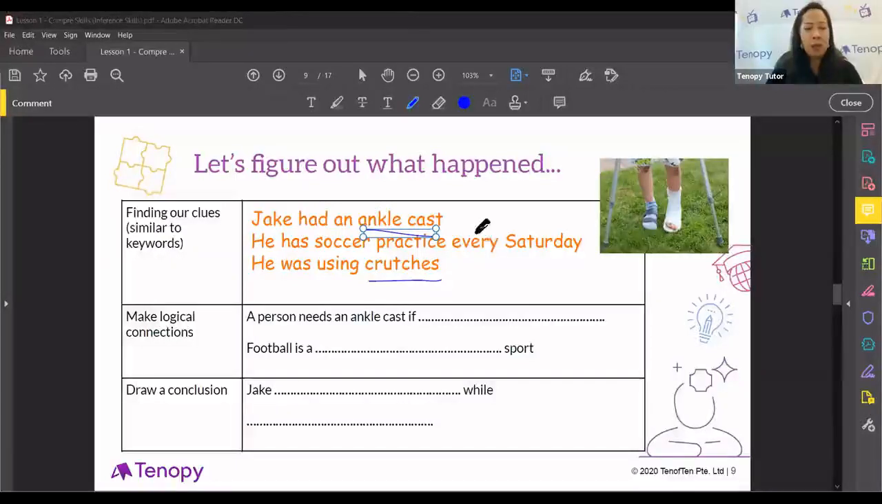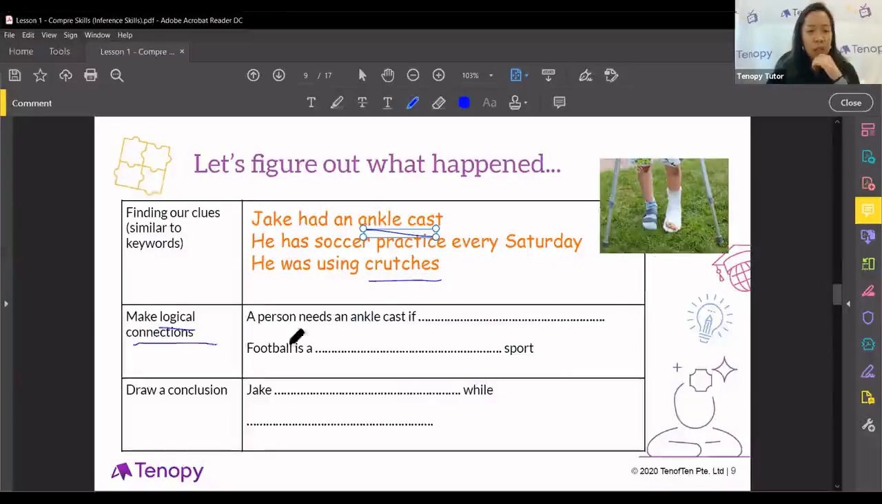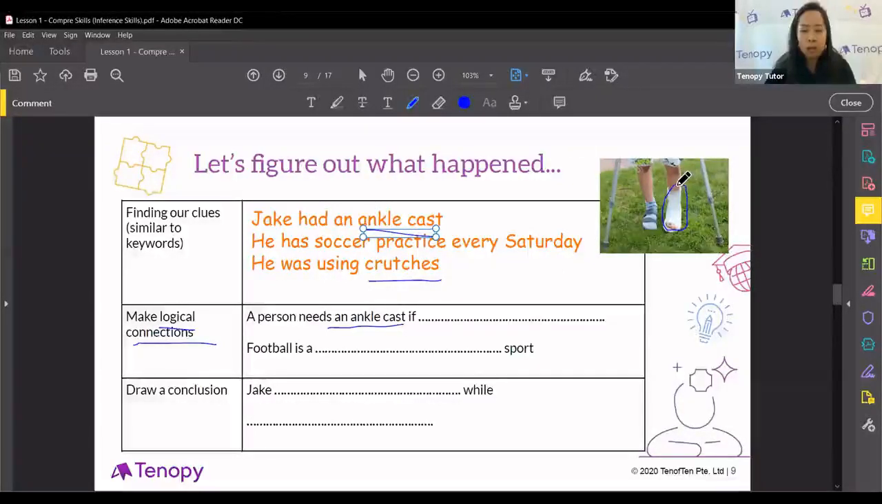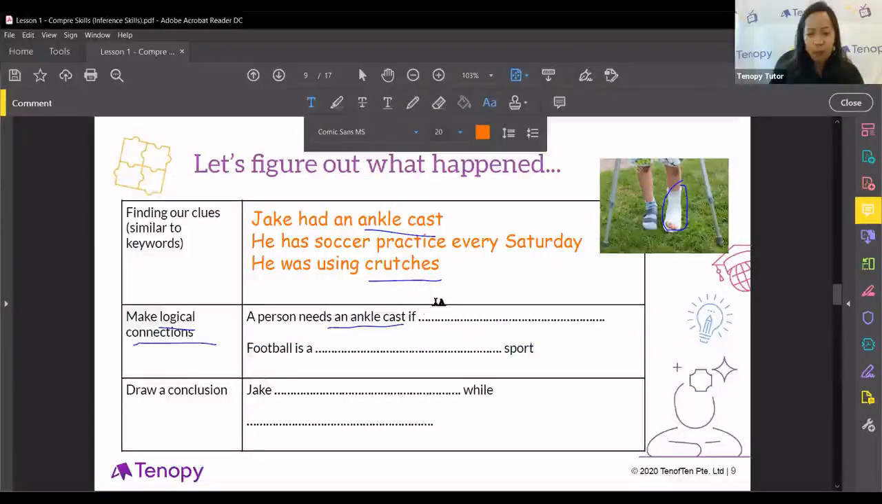Okay, so now once we have sufficient clues, we can go on to make logical connections right here. So now a person needs an ankle cast when does a person need a cast like that? Something to hold your ankle in place. When do you need something like that? If they are, what's the magic word we're looking for right here? If they are, or if he is injured. Very good, if he is injured. So we know that he is injured for sure.